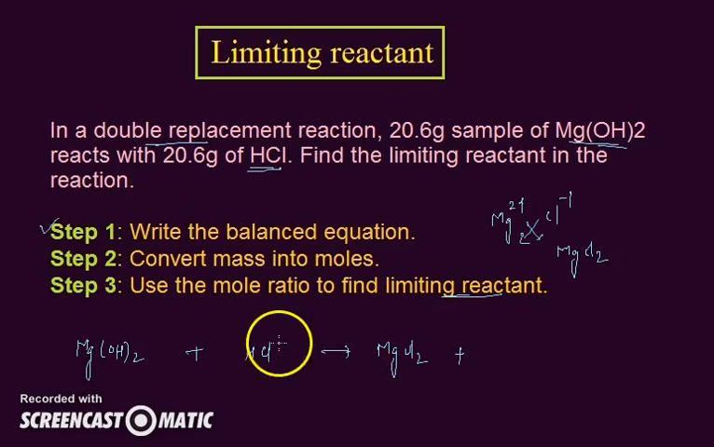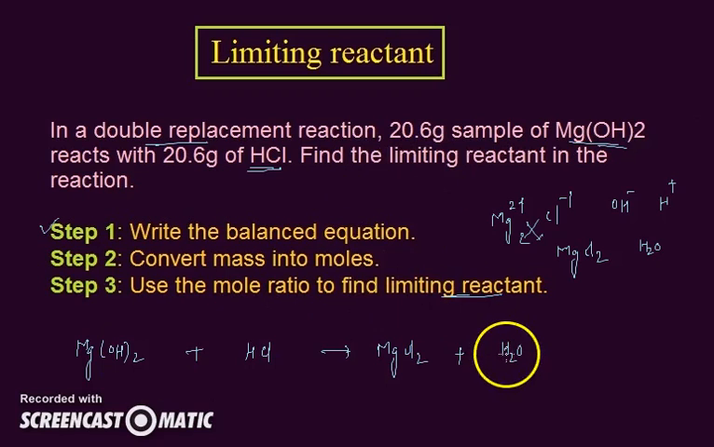Now we look for the other product. Hydroxide ion has a negative charge and hydrogen ion has a positive charge. Their charges are balanced. As a result, we get the formula H2O. Here we have H2O formed as another product. This is the chemical reaction taking place.